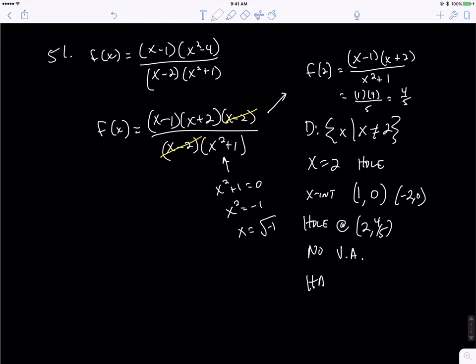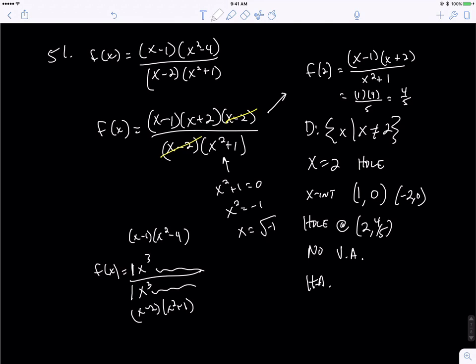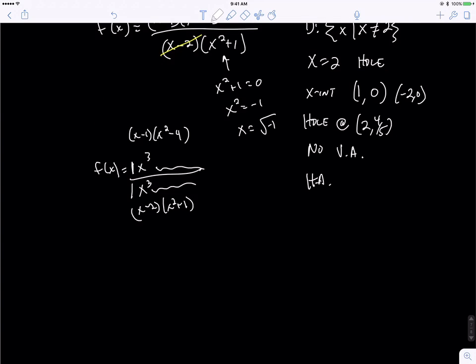For the horizontal asymptote, there is one because the degree up top is 3. If I multiplied out the top, so the top was x minus 1 times x squared minus 4, I would get an x to the third and a whole bunch of other stuff. The coefficient is 1. On the bottom, if I multiplied out x minus 2 times x squared plus 1, I do the x times the x squared, I get x cubed. The coefficient's 1. I'll get some other stuff, but I don't care. When the powers are the same, I divide the coefficients. So the 1 divided by the 1. So I've got a horizontal asymptote at y equals 1.